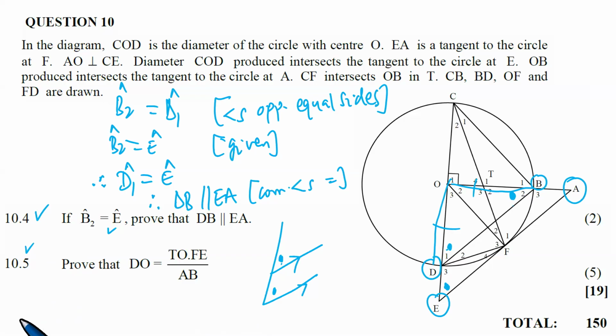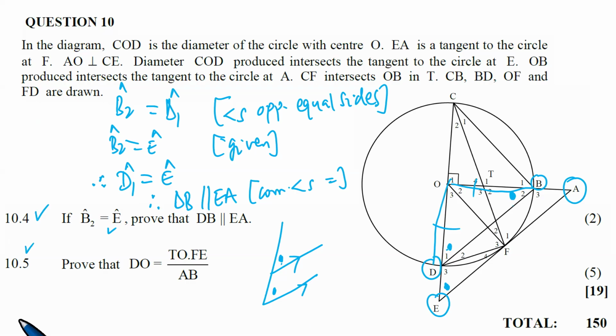We're interested in proving 10.5. 10.5 is the next one to prove, and then I'm going to give you a break. We're just discussing similarity and proportionality.